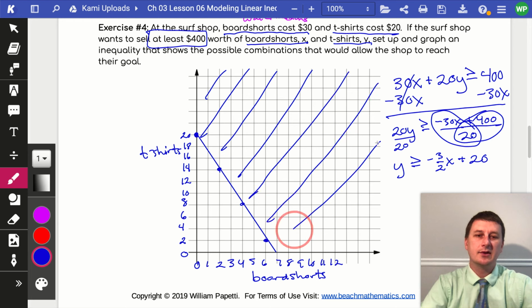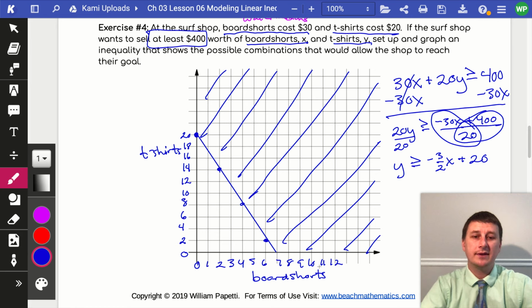And you might say that that goes up forever, and it does, which makes sense in the problem because if they were to sell not only 8 board shorts and 20 t-shirts, they would definitely make their goal price. So that definitely means if they were to sell 10 board shorts and 1,000 t-shirts way up in the top of this graph, then they would definitely be making $400 if they sold 1,000 t-shirts. So all of these possible solutions will allow them to reach $400 worth of merchandise sold at least.